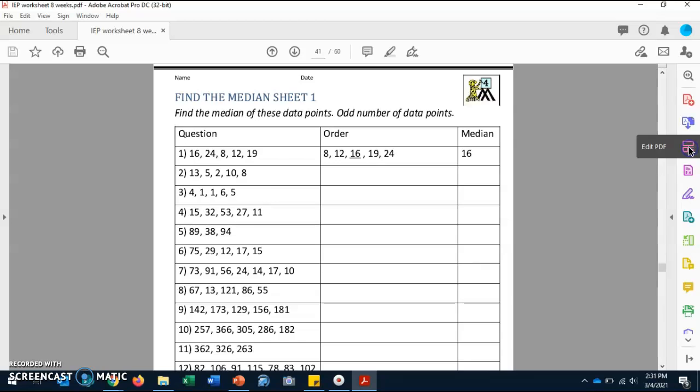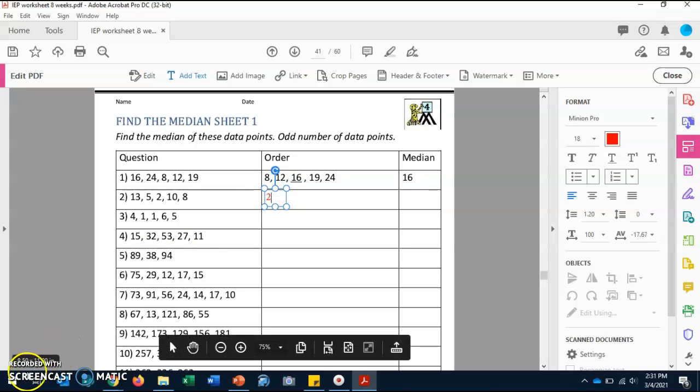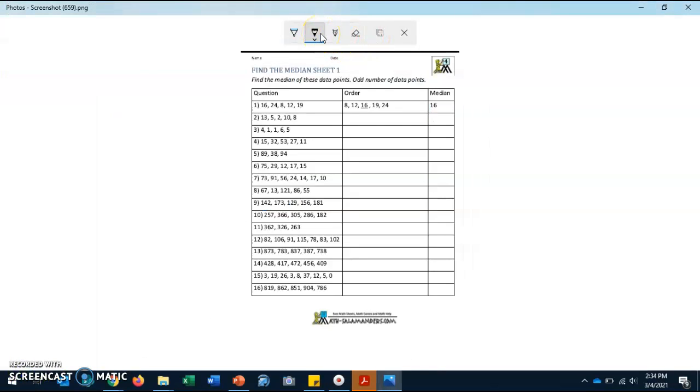So to start off, we need to look at our set of numbers. And for question number 2, we have 13, 5, 2, 10, and 8. The first thing we need to do is write them in order. So right here where it says order, I'm so sorry. We need to write them. Okay, Matthew, so I'm going to have to write them in because it will not let me type.